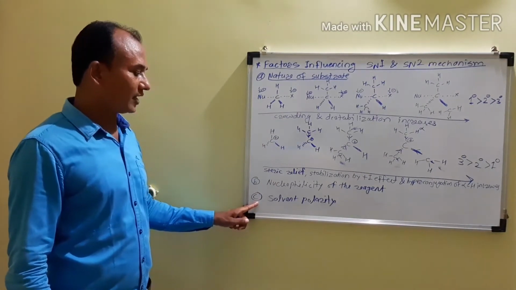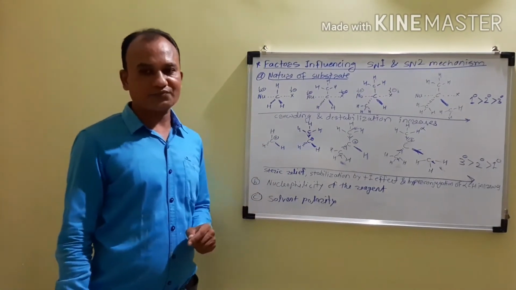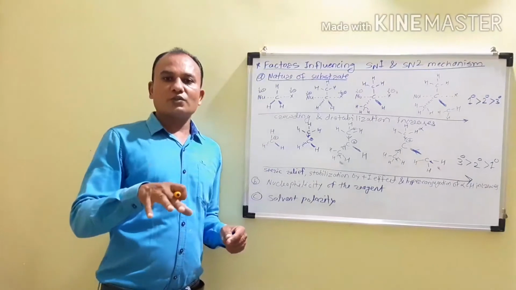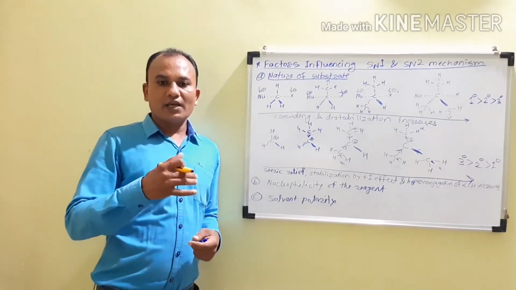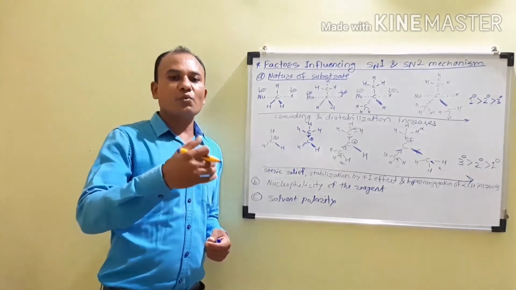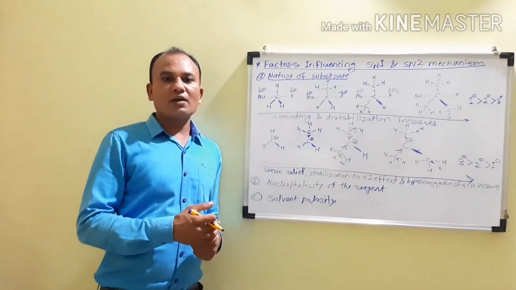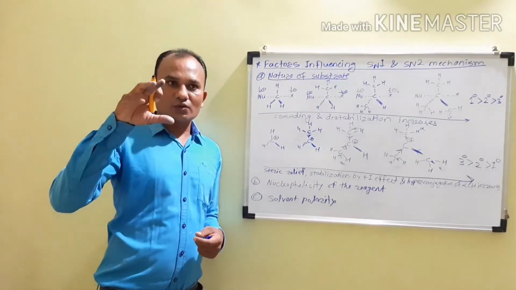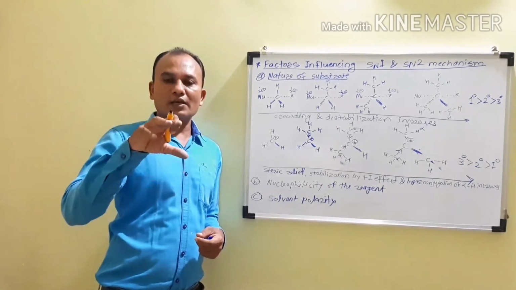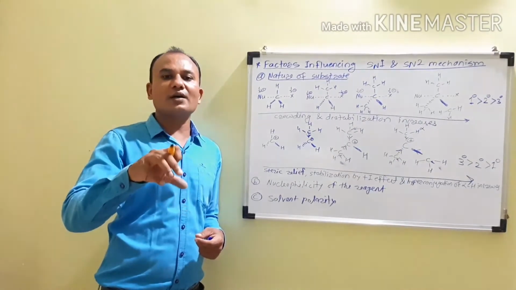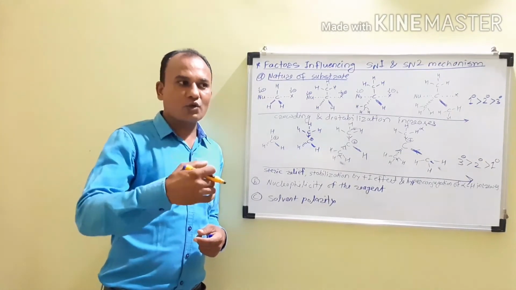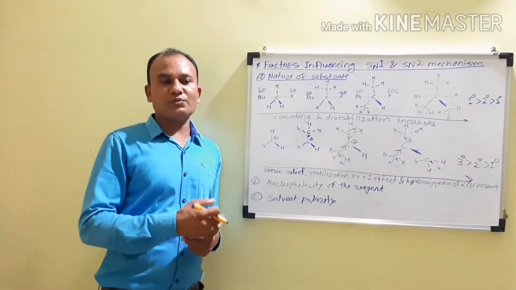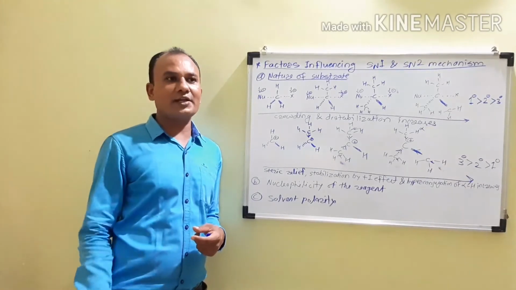What is the third factor? That is the solvent polarity. Solvent polarity also affects the rate of the reaction. If the solvent is a highly polar solvent, it solvates the ions, and if there is more solvation, there is more stabilization of the ions, positive or negative.